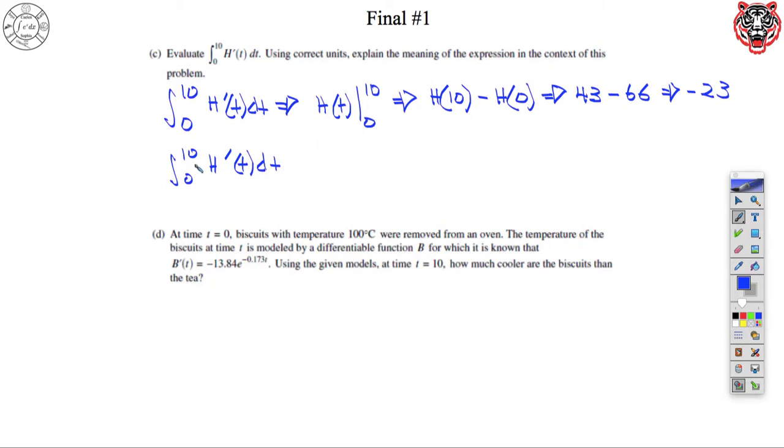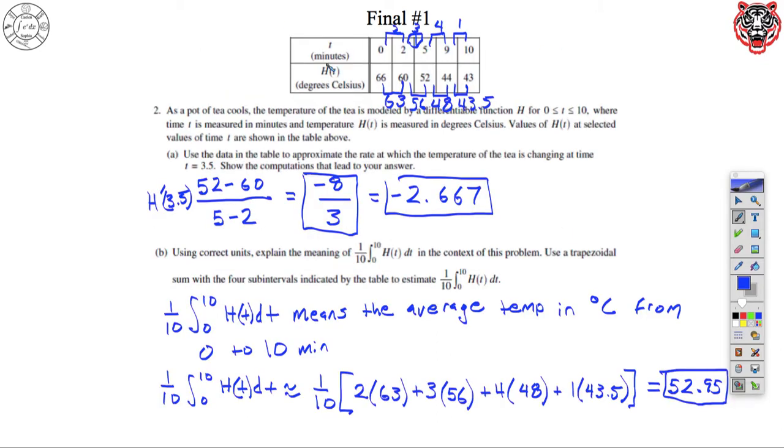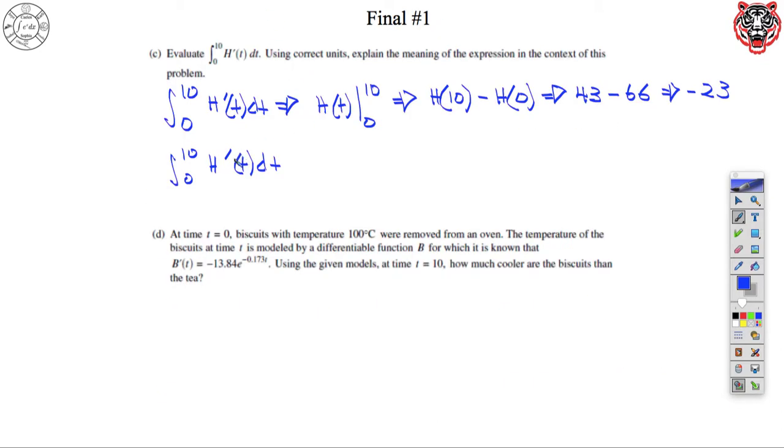So what it means is I'm taking the antiderivative of h prime, which means I'm left with h. So my units here need to be in terms of h, just the degrees Celsius. This is very reminiscent of start plus change equals end. This thing is change. It's how much it changes from when? From 0 to 10. If I take the antiderivative of the derivative, it usually talks about just change. So this thing means change in degrees Celsius from 0 to 10 minutes.